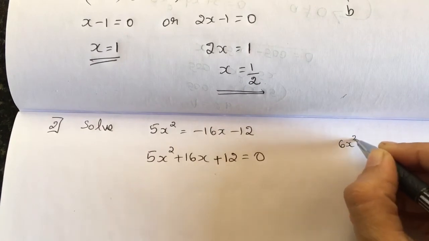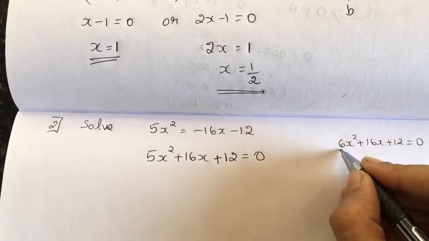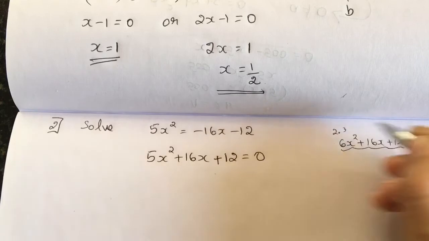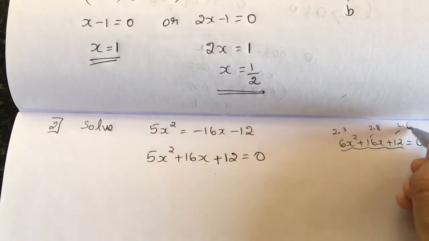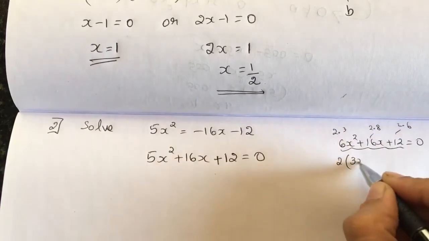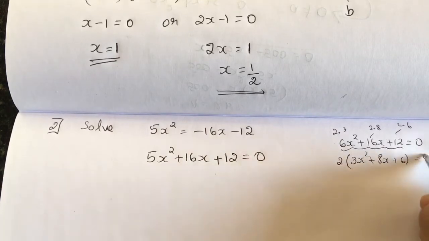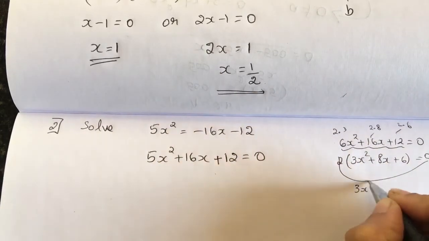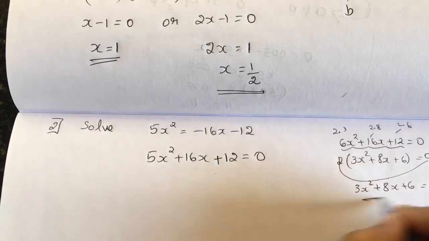Suppose such an equation is given to you. You can find the common number in all terms. You can write 6 as 2 into 3. You can write 16 as 2 into 8. This as 2 into 6. Right, 2 is common, so I'll just take out 2. 3x square plus 8x plus 6 equal to 0. Then you take this 2 to this side, so it is becoming 0. Then you simply solve this. It helps you to save the time.